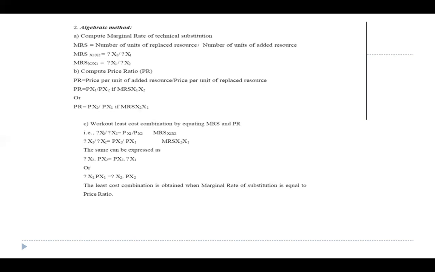If you equate MRS equal to PR, then find that combination where your MRS is exactly equal to the price ratio. At that combination, you can get the least cost combination in your example. So this is called the algebraic method.